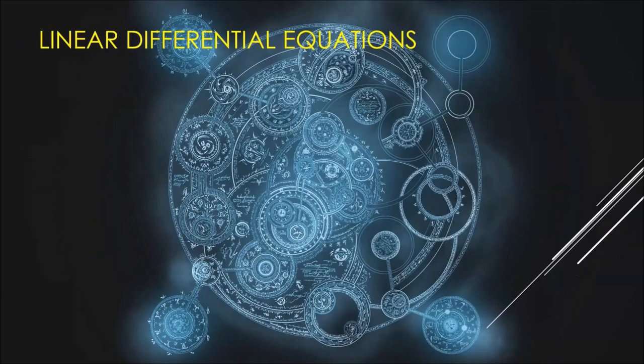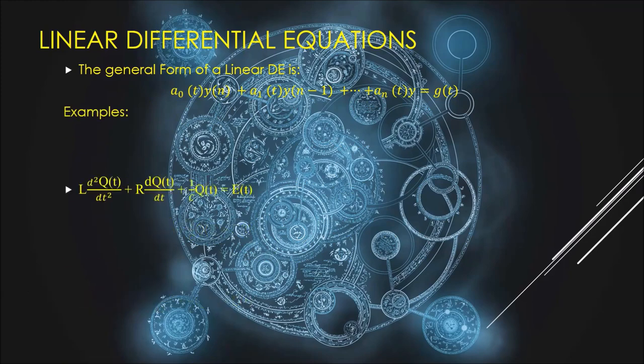The general form of a linear DE is a sub 0 of t y^(n) plus a sub 1 of t y^(n-1) up to a sub n of t y equals g of t. So these are examples of linear differential equations.